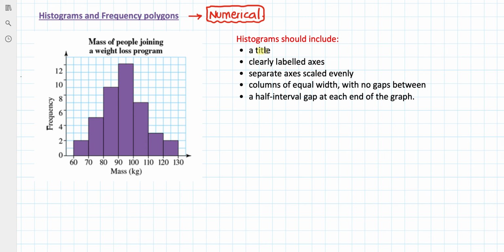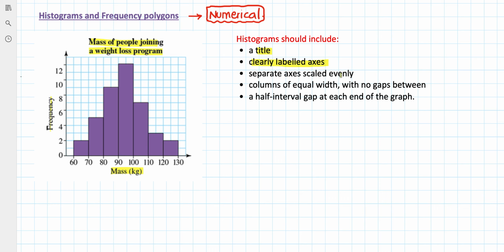Remember, always very important. So let's look here. It says mass of people joining a weight program. So what is the mass of the people joining a weight program? Good, that's my title. Clearly labeled axis. So we can see here that we have frequency and we have mass in kilograms. So we have mass in kilograms and we have frequency here. Okay, so that's clearly labeled axis, okay?